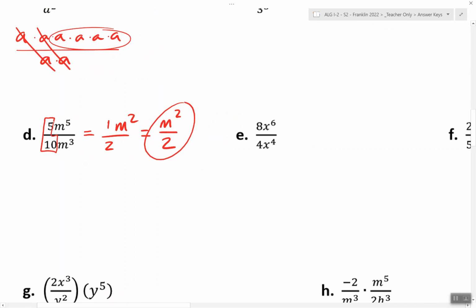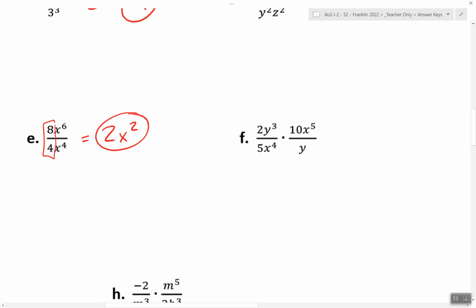Okay, example E, 8x to the 6th over 4x to the 4th. Again, start with the coefficients. 8 divided by 4 is 2. And 6 minus 4 for the x's is 2 as well, so x squared. So 2x squared is our answer there.